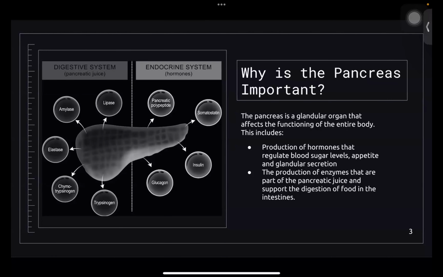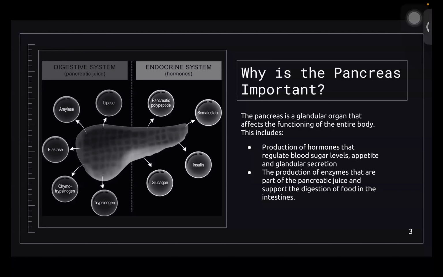So first off, I'm working with the pancreas. The pancreas is a largely important organ. It's a glandular organ, and it has two distinct functions: the digestive function and the endocrine function. We have the digestive function with pancreatic juices and enzymes that digest our food. We also have the endocrine function with hormones that help with regulating blood sugar, regulating our appetite, and so on.